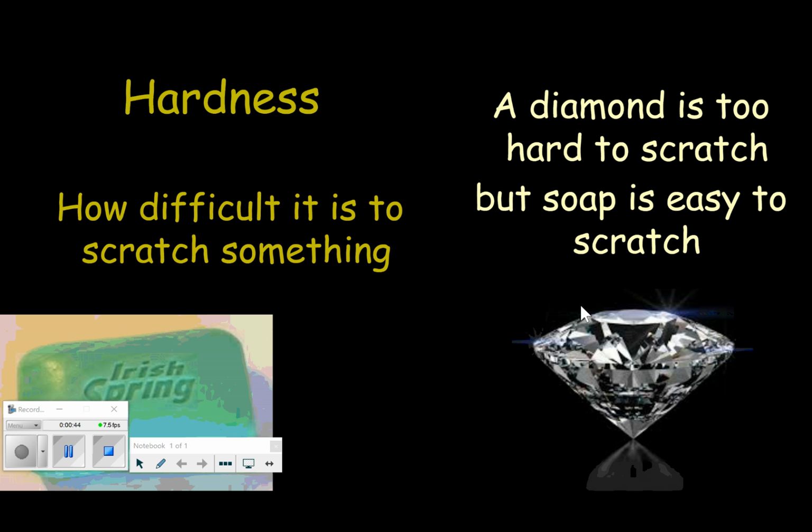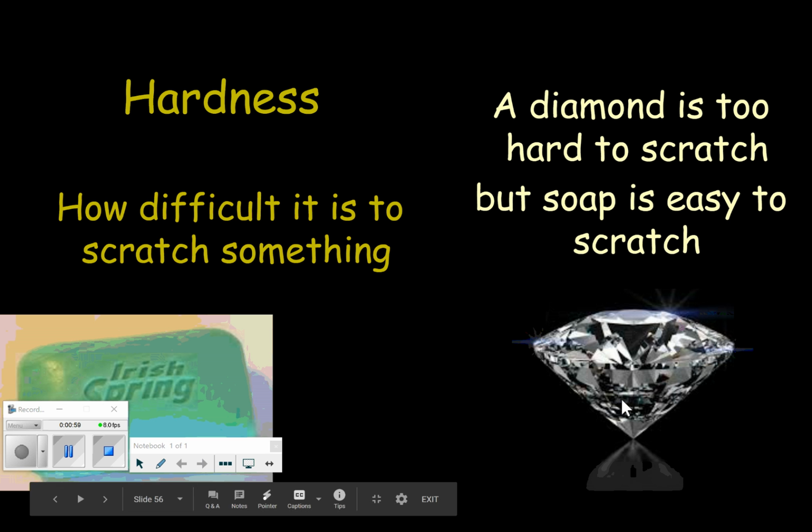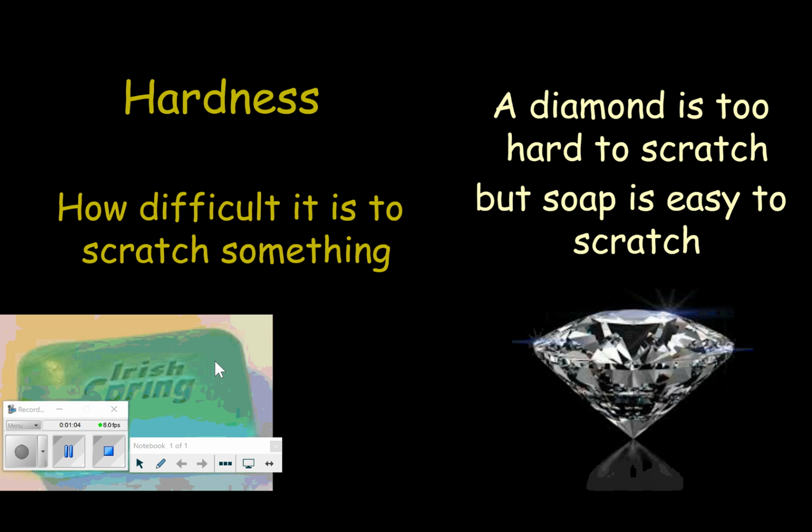The first example we're going to talk about is hardness. It is how difficult it is to scratch something. Okay, if I'm looking at soap and I'm looking at a diamond, which one is going to be harder? The diamond is going to be harder. It would be very, very easy for me to run my finger across the Irish Spring soap and scratch it. Versus a diamond, there is no way I'm going to scratch that diamond with my nail. So the diamond is harder than the Irish Spring soap.